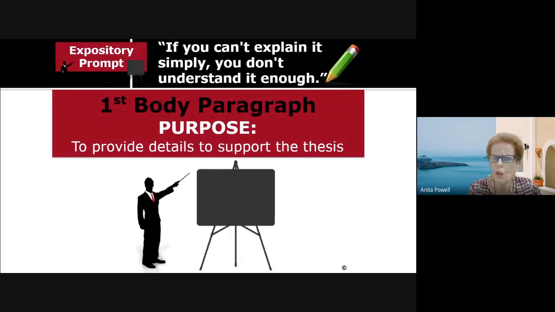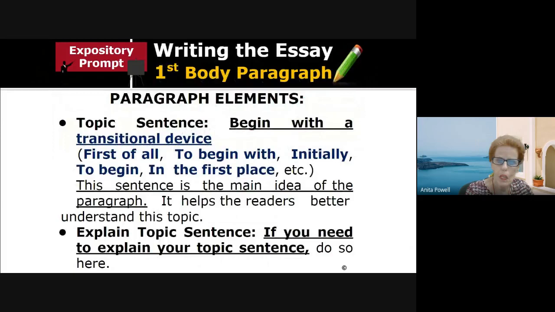Okay, that first support paragraph, as we saw in the tree method, gives us a purpose. It provides detail to the thesis statement. It begins with a topic sentence, but it also contains a transitional device, like first of all, regarding arguments that were mentioned in the introduction. And as we know, the topic sentence is the main idea of the paragraph. So we explain that topic sentence, which is basically an argument, and then we have details within the paragraph to support that argument.